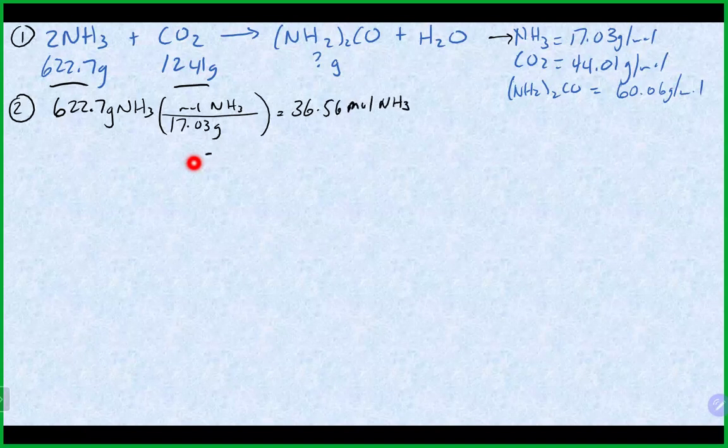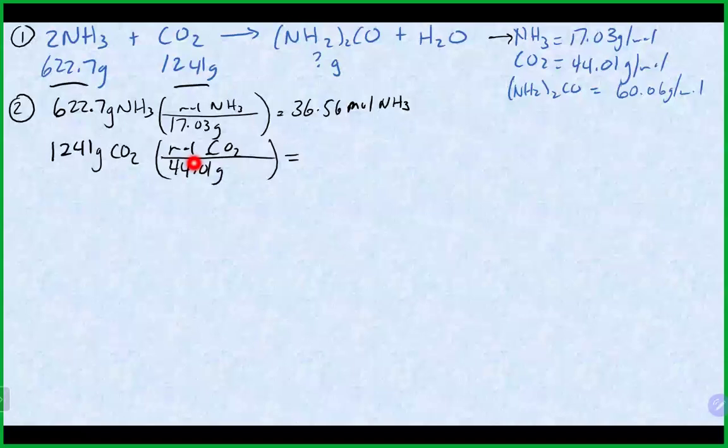We are going to do the same thing here for our other guy. So 1241 grams of CO2. Once again, using the molar mass that they gave us, 44.01 grams per mole. And obviously, just like the other one, you would have to go to the periodic table if it was not given to you. Going to get us, we'll call it, 28.20, we'll call it.